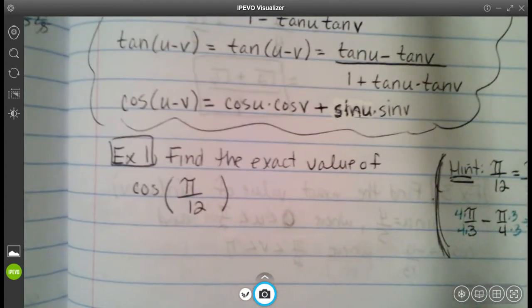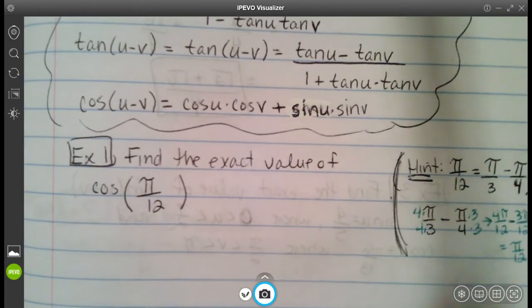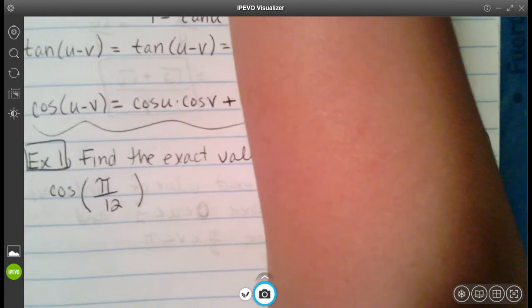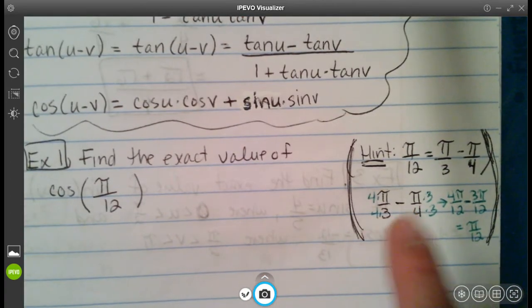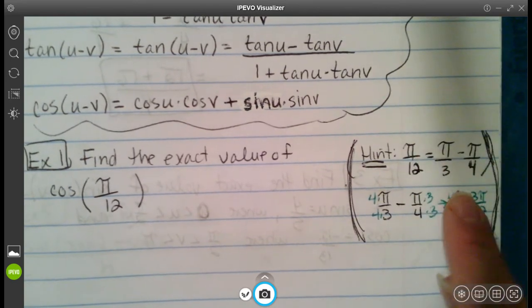Find the exact value of cosine of pi over 12. Well, what do you know? The one I just mentioned. I did include a hint for you right here, and this is not going to be given to you most of the time. So you do have to think a little bit. You have to be pretty familiar with fractions.